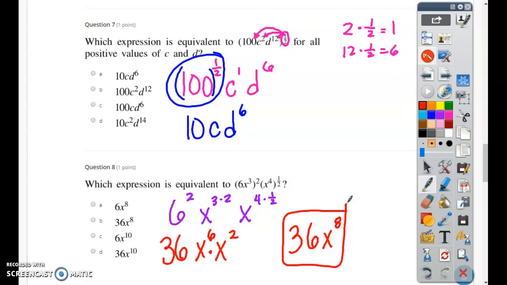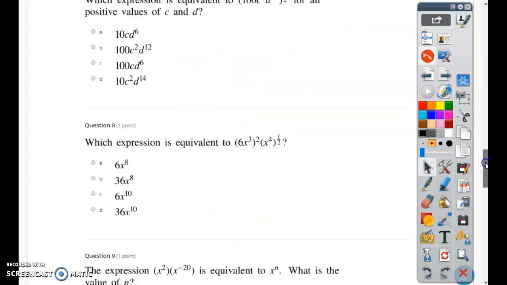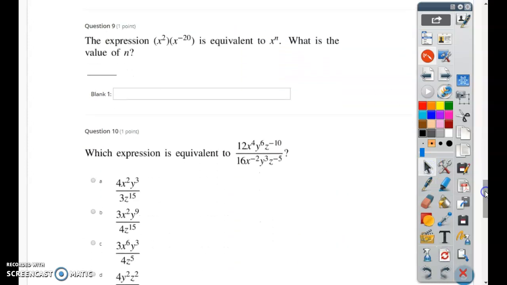Okay, let's go to problem number 9. This one's easy. What do you do with these two numbers? No, you do not multiply. You add them. So 2 plus -20. Okay, and that's going to give you the answer. 2 plus -20. So you go ahead and do that one.